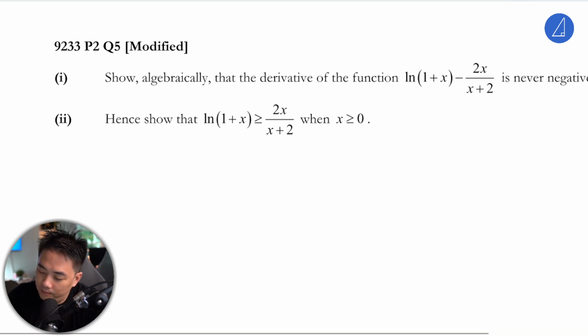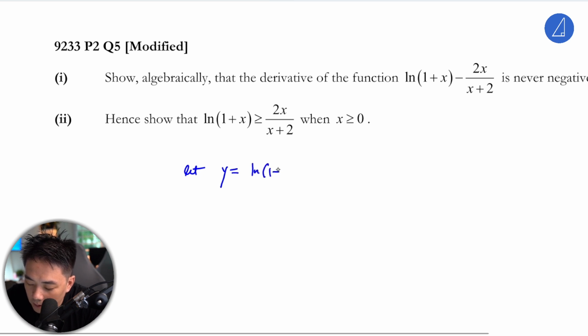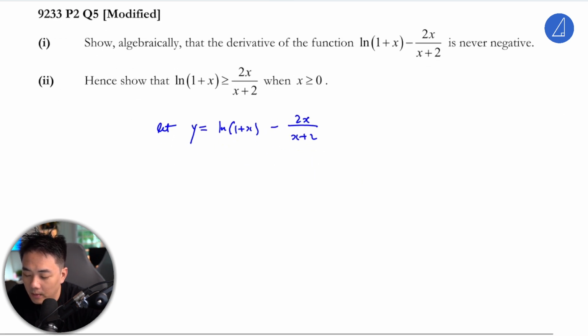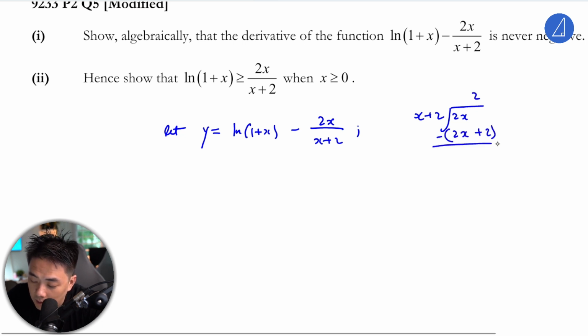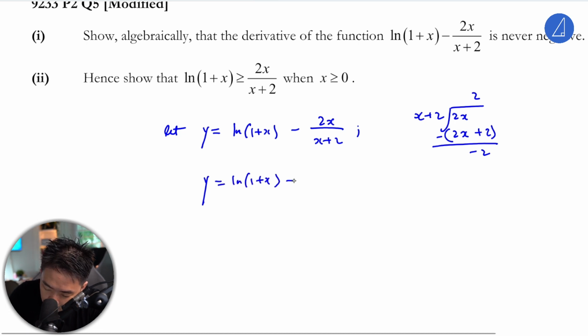I think we can just let y equal ln(1 + x) minus 2x over x + 2. Then it's never negative. I'll just do a long division here because I want to avoid doing the quotient rule. If you want to do the quotient rule, you can do it as well. So y equals ln(1 + x) minus 2 minus 2 over x + 2.